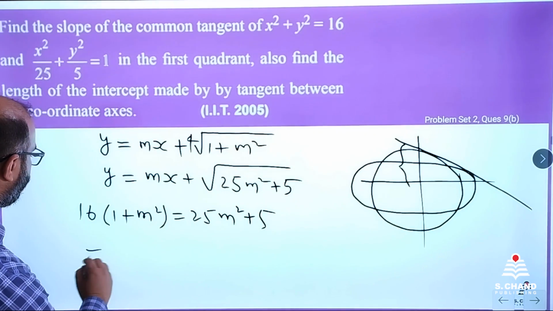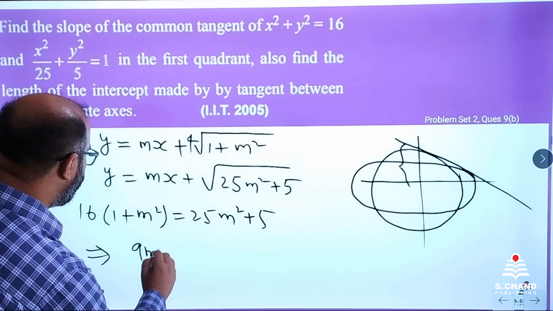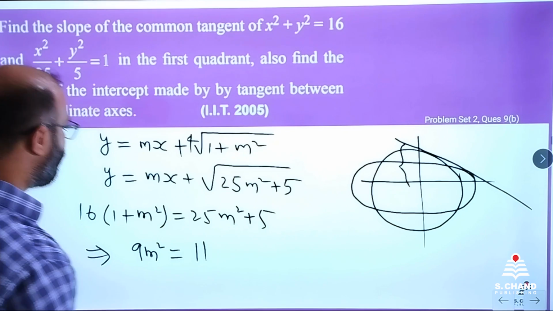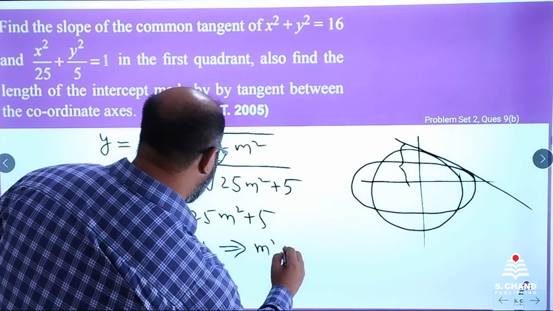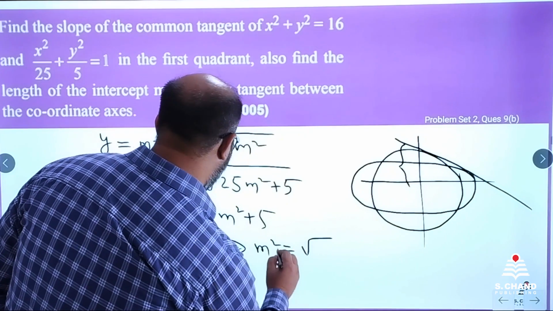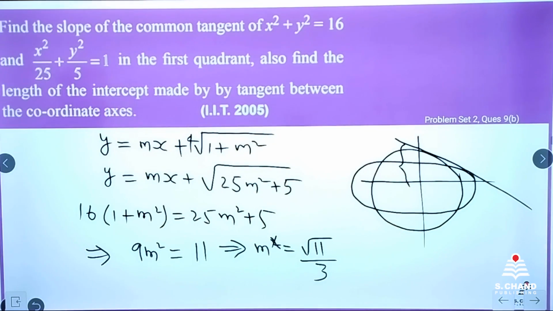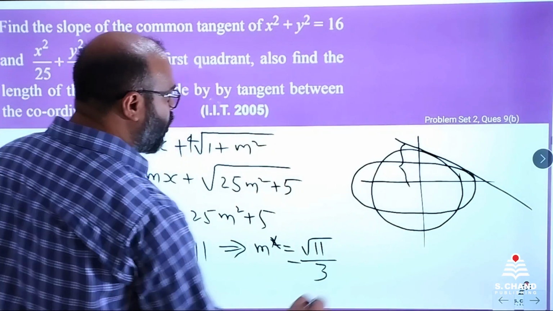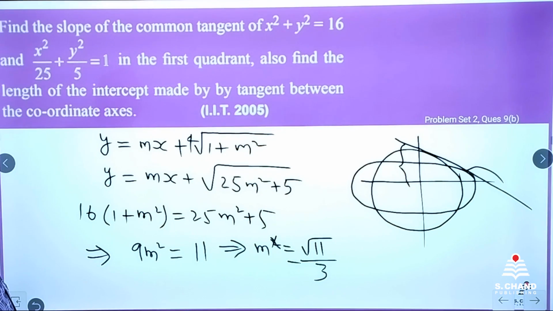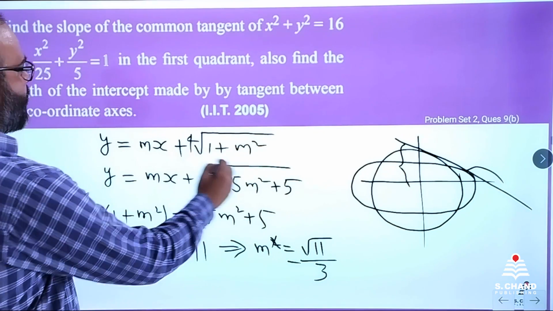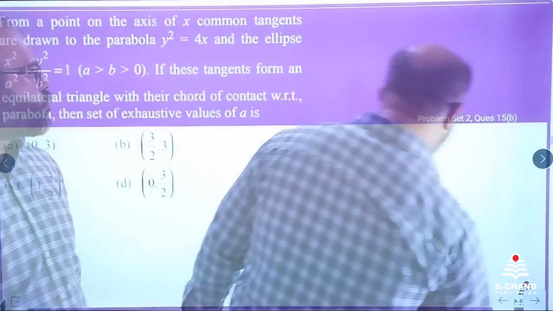So what will happen? 25 m square minus 16 m square is 9 m square, which is equal to 16 minus 5, that will be 11, right? So this will give you m square is equal to 11 by 9, so m will be root over 11 by 3. This is the slope, and we take the negative slope because this is an obtuse angle, so minus root over 11 by 3. Now you can find the equation of this tangent after putting the value of the slope and also find the intercepts. So we have the next question.